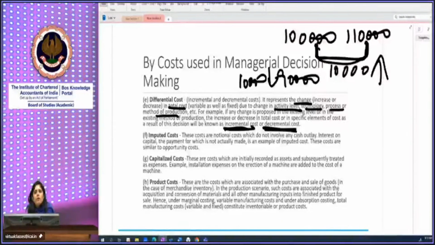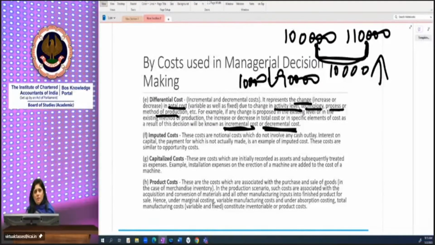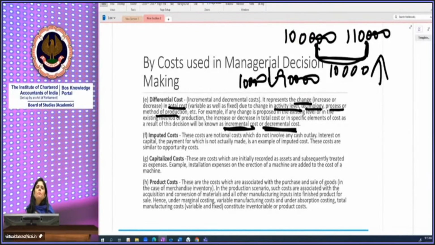So it is not accounted in any books. It is not recorded in any books. That's why it's called imputed cost. Notional means which does not happen, which is just there for book purposes. It does not happen. Since it does not happen, it is not recorded. Clear? But it is still a loss to me. All right. Because that interest I have lost because I have withdrawn money from the bank and I'm not getting that interest from my business. I should get interest on my capital which I have invested in my business. I don't get it.